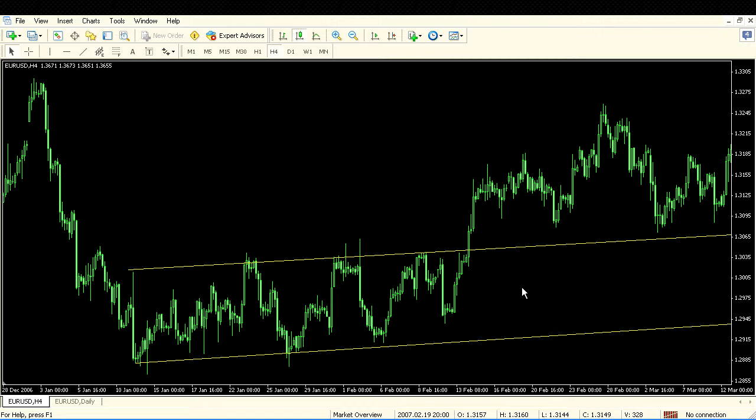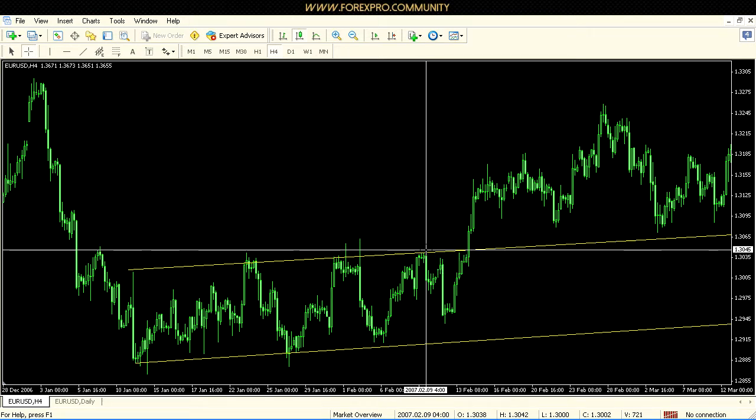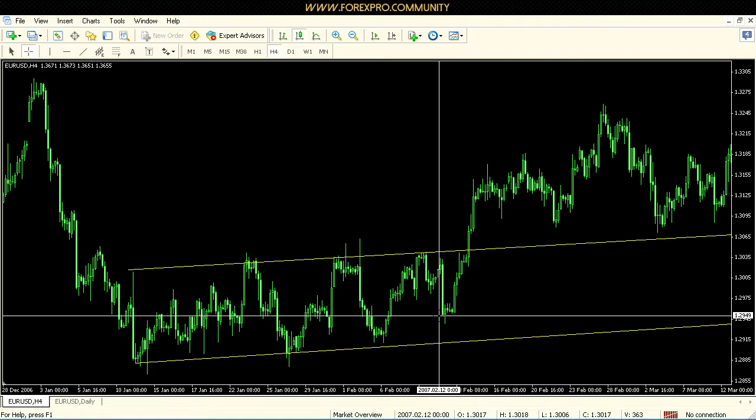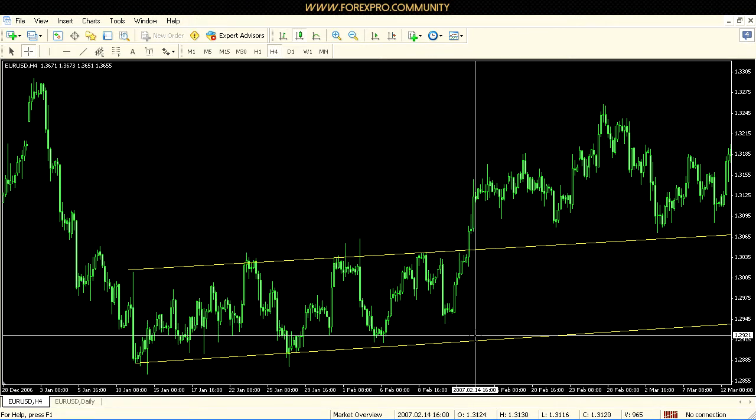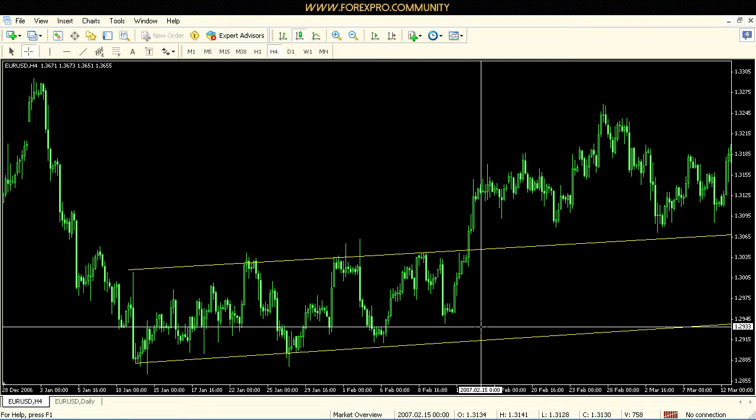Let's take an example. Euro-dollar, a 4-hour chart. Here you have a classic price channel, the resistance line, the support line. Let's consider the following situation. When the price was getting to the resistance in the area of 1.3045, we would open a sell position. The ultimate goal would be set according to the price channel height. We set the take profit level before the support line in the area of 1.2930 to 1.2940.